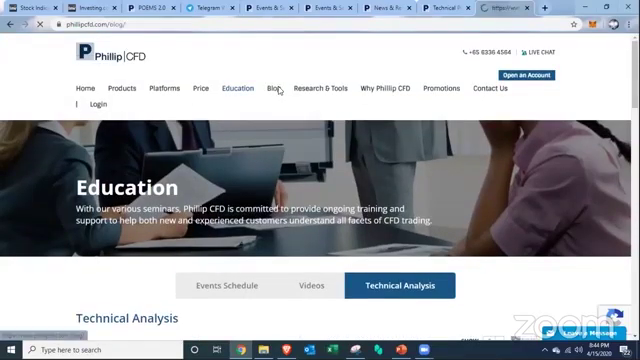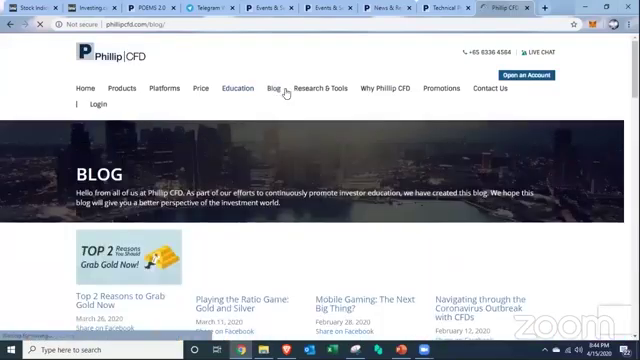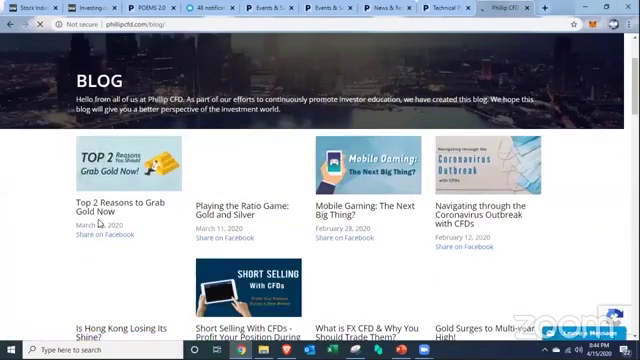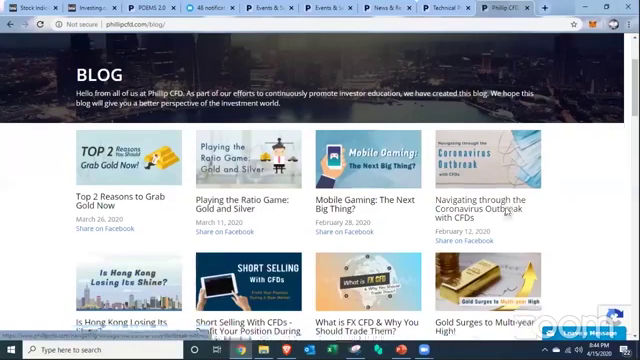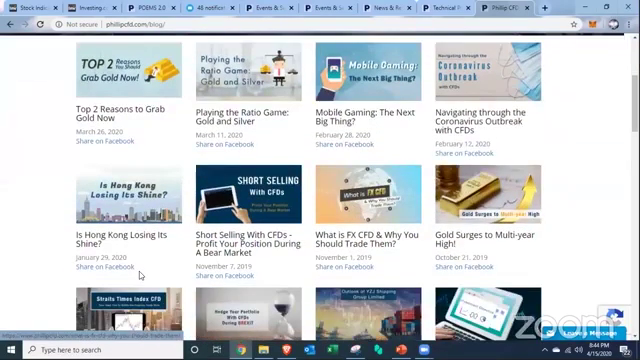Then there's also a blog where we cover some education articles like why we want to trade gold, how to trade gold and silver, what is the coronavirus, and is Hang Seng, Hong Kong losing their shine. So you can read up on articles to enhance your knowledge, especially during this period of time. Most of us are at home, so you can actually improve your financial knowledge, whether it is for trading or for investment. So I'm going back to a slide.